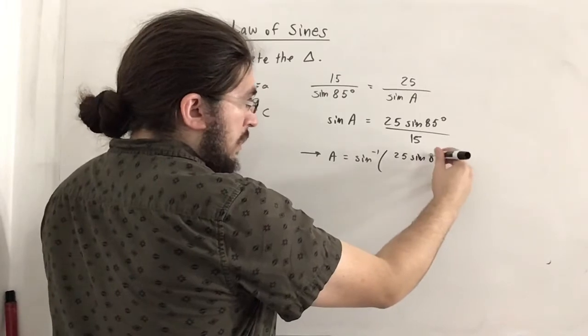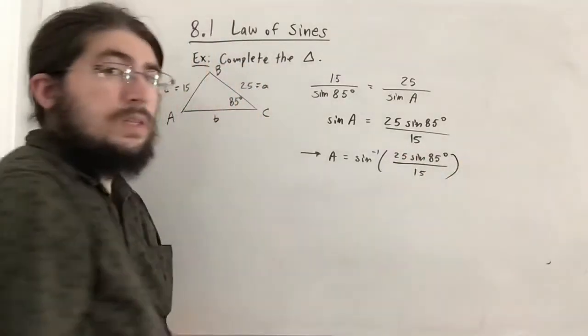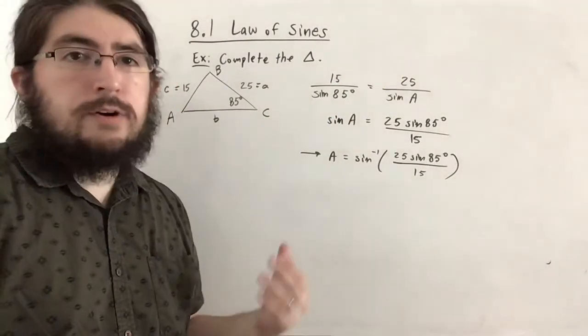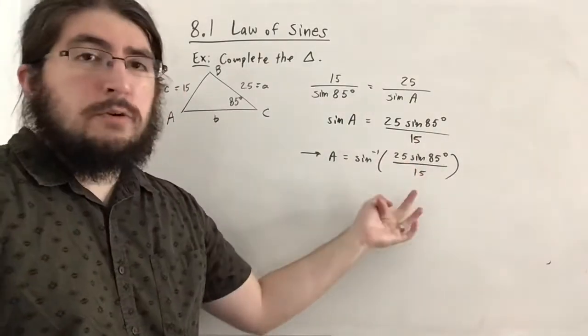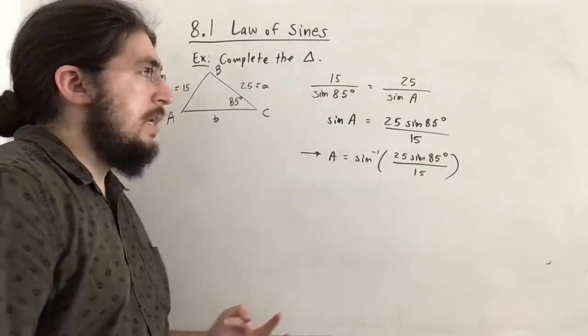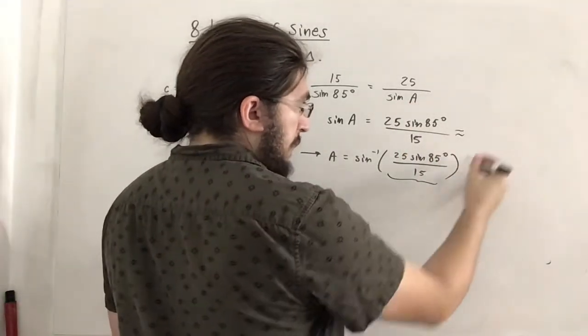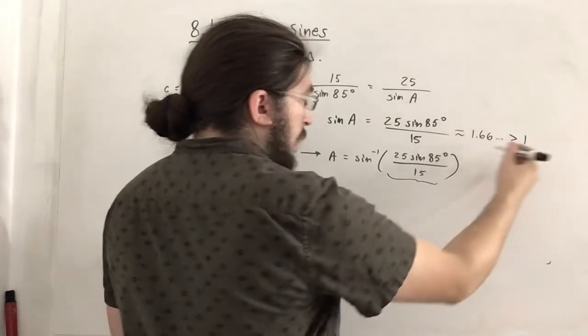Now we're going to use our calculator here and see what we get, and I think there may be an issue. So let's see. All right, so if you try to type this in your calculator, it'll say error domain or something like that. Basically, this number is not in the domain of sine inverse. Now, why is that? Well, it's because this number here, which is what's inside, is actually 1.66 something, which is bigger than 1.